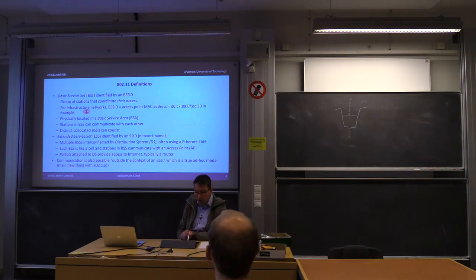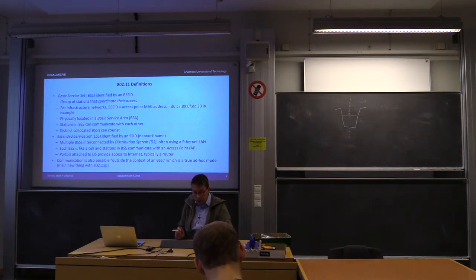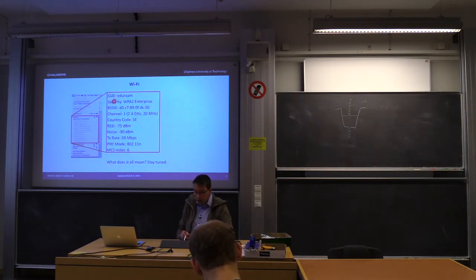There's something called an infrastructure network, and we will make that clear a little bit later. But basically, an infrastructure network is a network where you do have an access point, because it turns out that Wi-Fi also supports networks where you don't have access points. And these, which are the common ones, I would say, right? Since I'm connected to eduroam here, it's an infrastructure network.